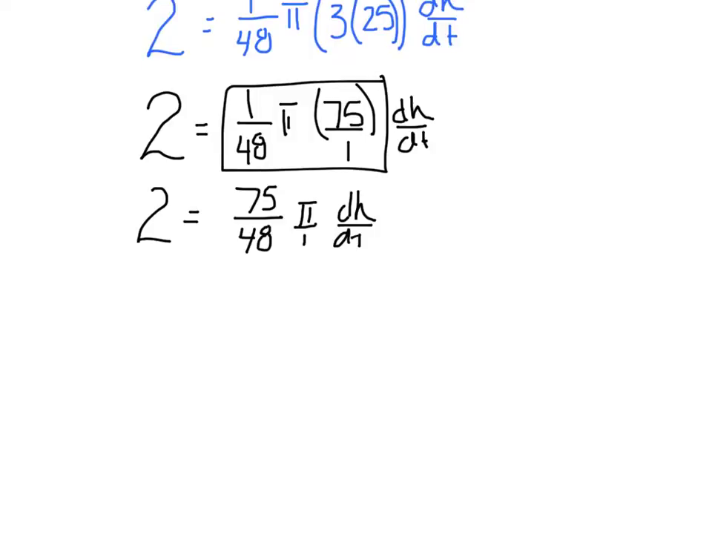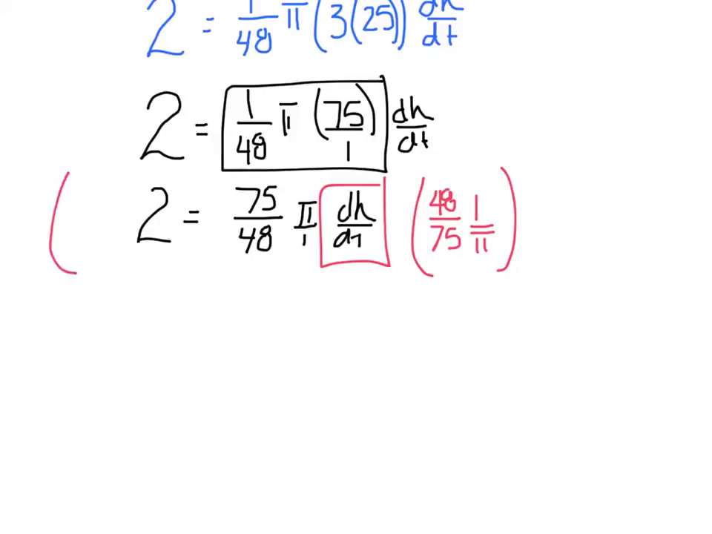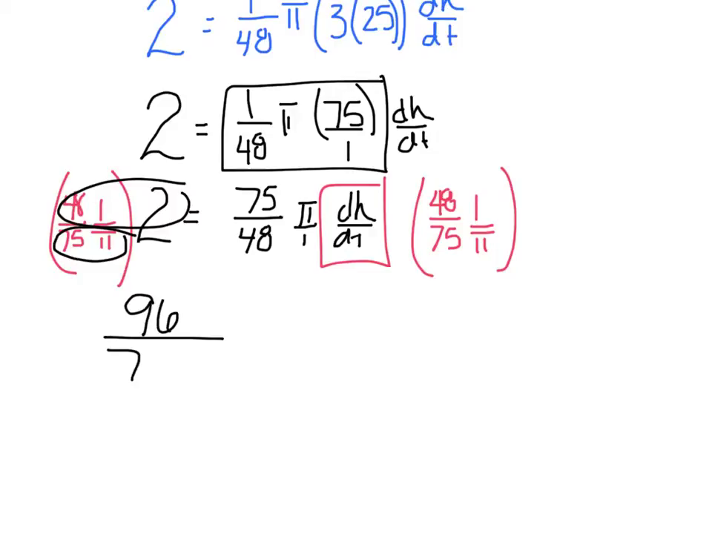And then to get dh/dt by itself, I'm just going to multiply by this guy's reciprocal. So I'm going to flip that and say that's 48 over 75. If that's pi over 1, that is now 1 over pi. And I'm going to multiply that to both sides. Alright, and then again, I'm just multiplying my tops, multiplying my bottoms. So I get 96 over 75 pi. And I think that cleans up real nice.